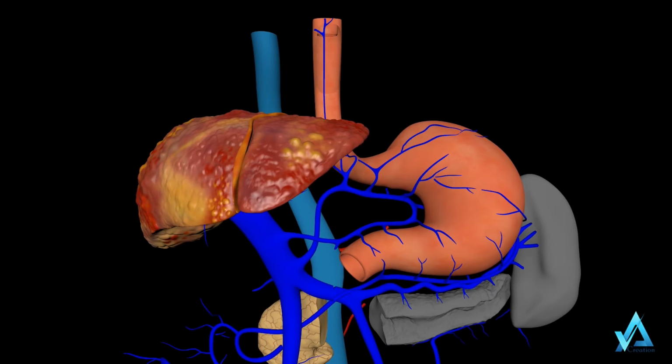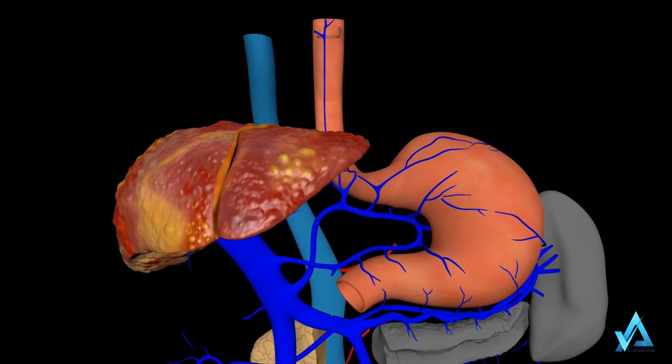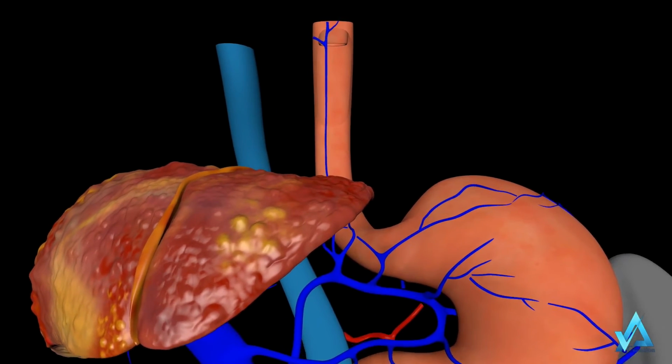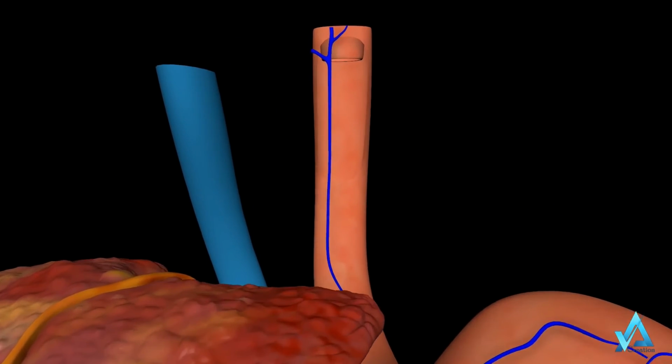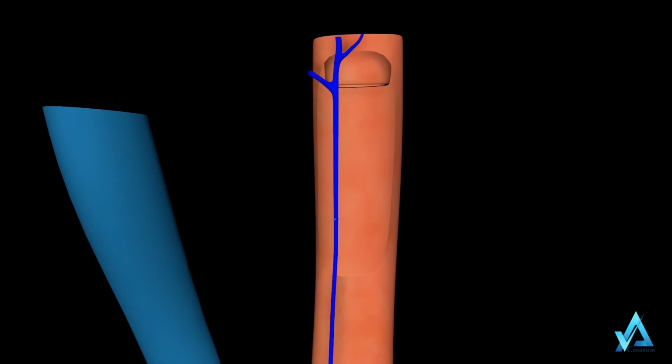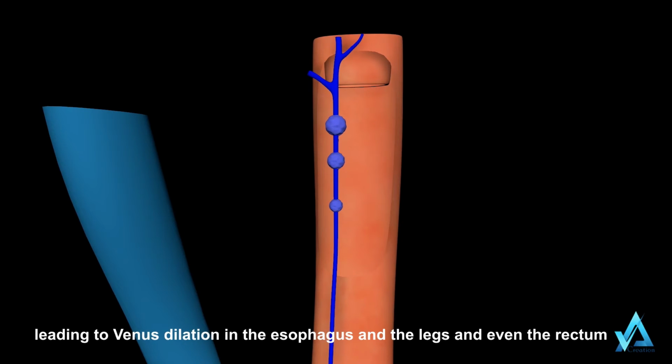It develops when resistance to blood flow into or through the liver is increased because of fibrosis and scarring of the liver. For example, due to cirrhosis, blood begins to back up, leading to venous dilation in the esophagus and the legs and even the rectum.